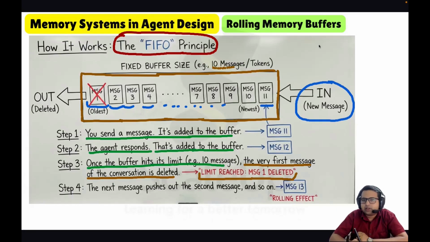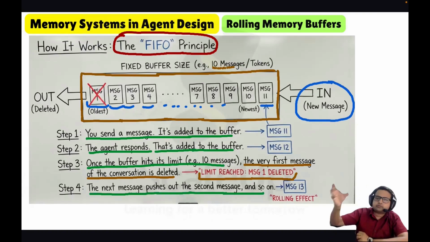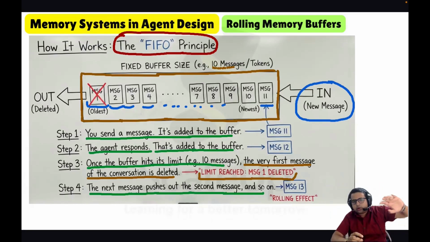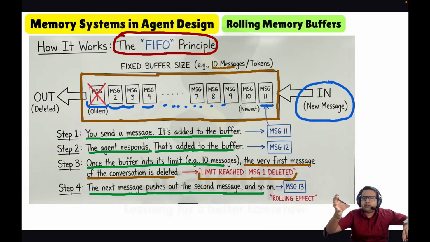Once the oldest message gets deleted, there will be room for the new incoming message, and that we will add. The next message is added, and let us suppose now message 12 wants to enter the buffer. Message 2 will be flushed out, and then message 13 wants to enter.